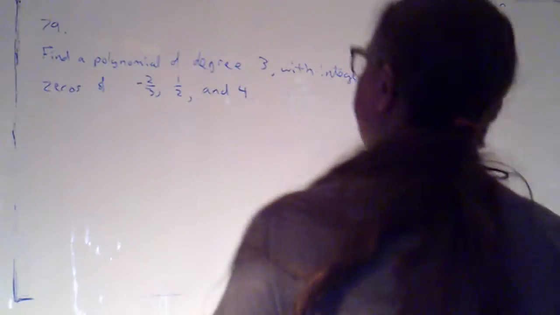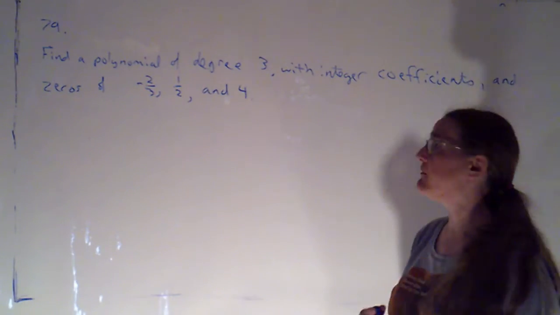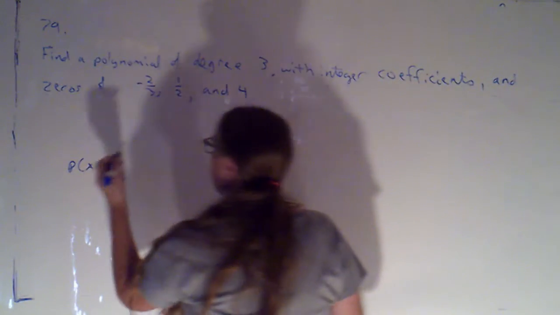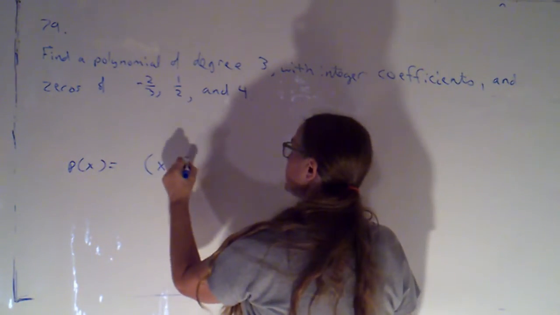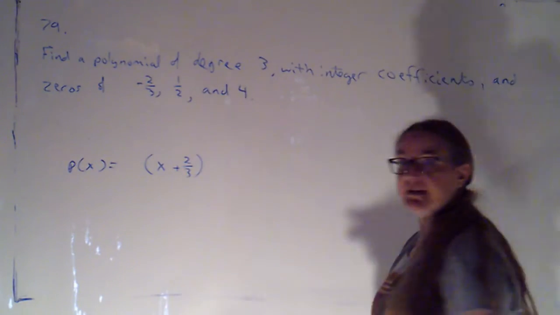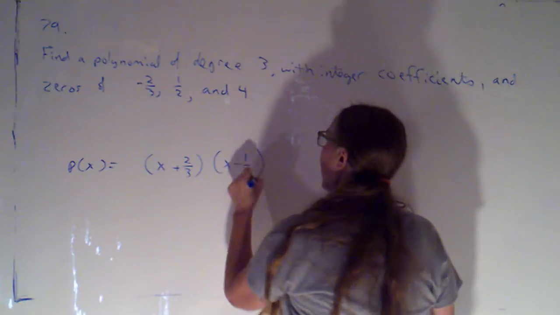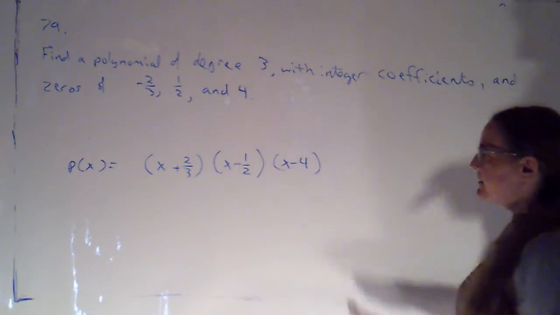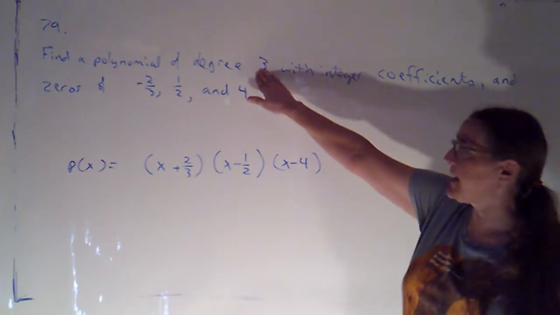Again, I want to take advantage of the fact that each zero has to correspond to a factor. So if I'm going to call my polynomial p of x, I know it's going to have a factor of x minus negative 2/3, which I could say is x plus 2/3, x minus 1/2, and x minus 4. Now that right there gives me three factors with x's in them, so that's going to make it degree 3.